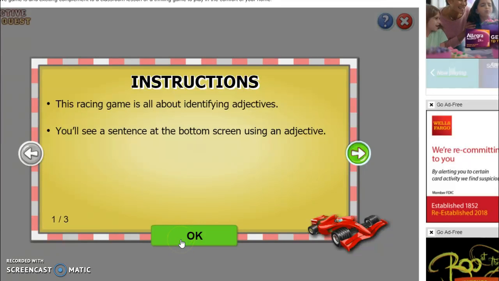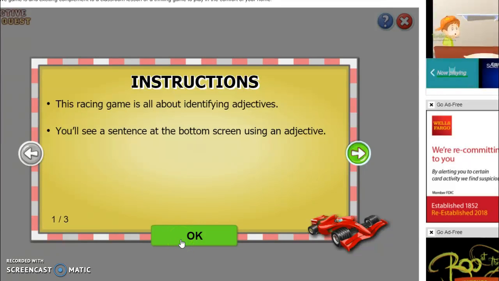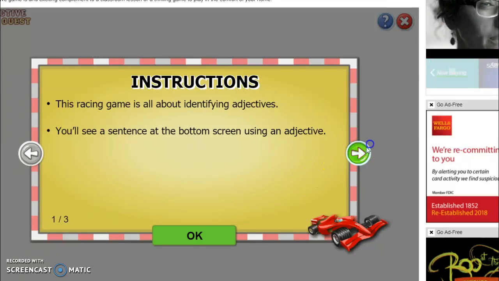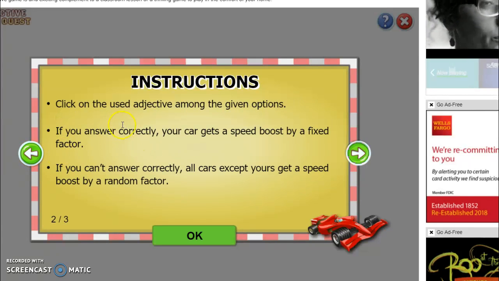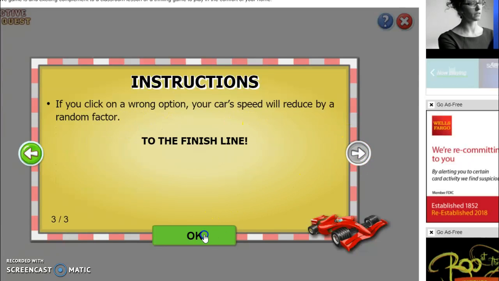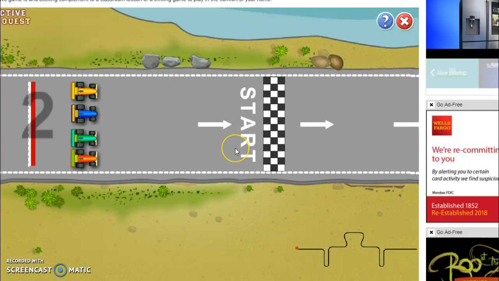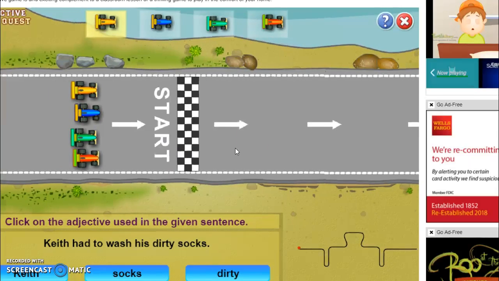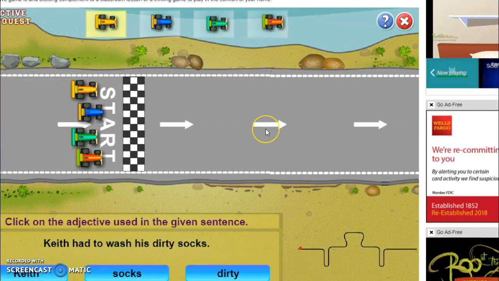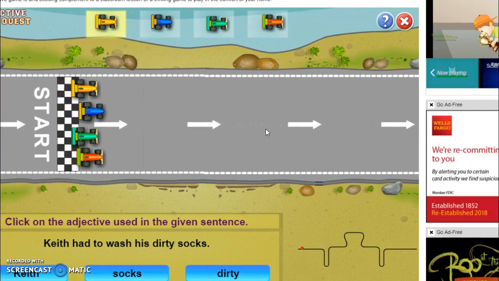It's a racing game. So the instructions are, it's about identifying adjectives. You'll see a sentence at the bottom of the screen using an adjective, and then you have to click on the adjective. There'll be a bunch of words, and you just have to click on the correct adjective. I would suggest doing this after. I put it last on the Prezi, so you could do it last. It's kind of like a refresher of what you just learned.